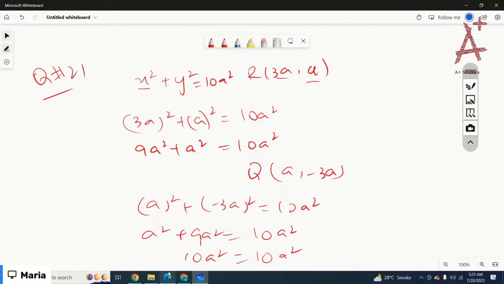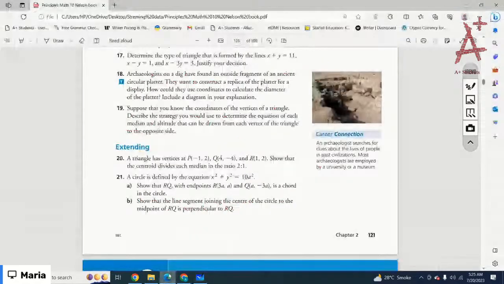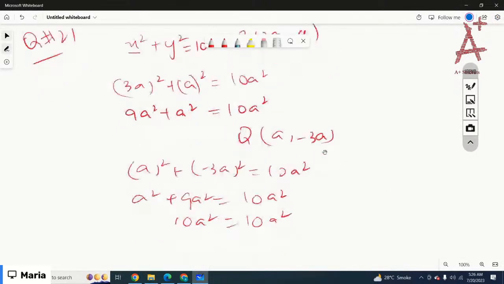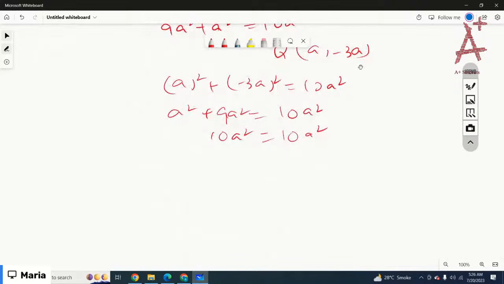Okay, what we have to do for part B? I forgot. Show that the line segment joining the center of the circle to the midpoint of RQ is perpendicular to RQ. So the center of the circle would be 0, 0. Just calculate the midpoint of RQ.